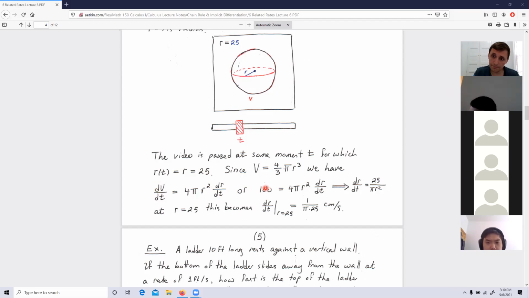It's 100 because it's always 100. And this part is 4 pi r squared dr dt. So dr dt is simply what? Dr dt, guys, I just move everything across, right? So it's divide by 4 pi, you get 25 pi. And divide by r squared, you get 25 over pi r squared.